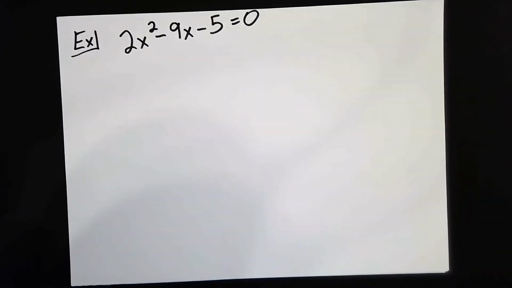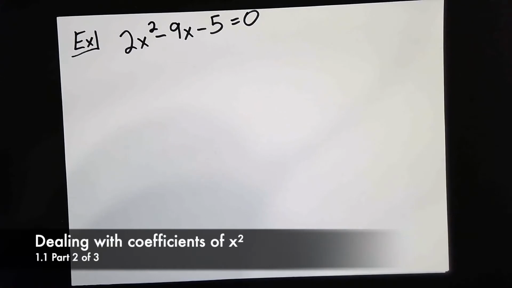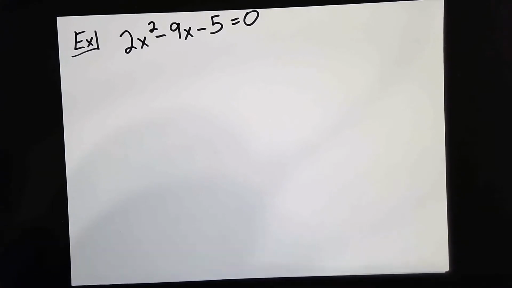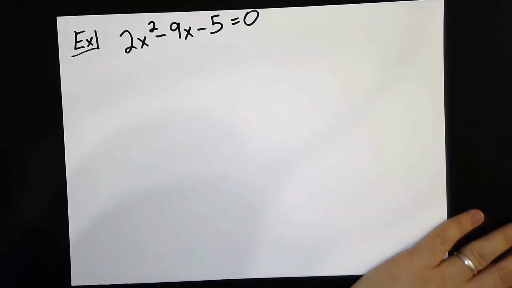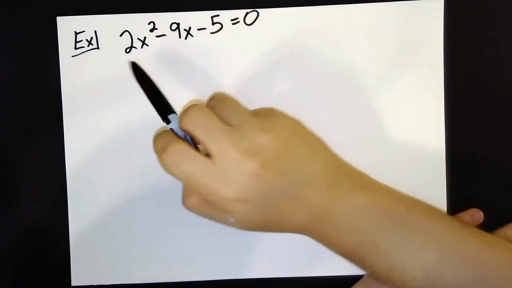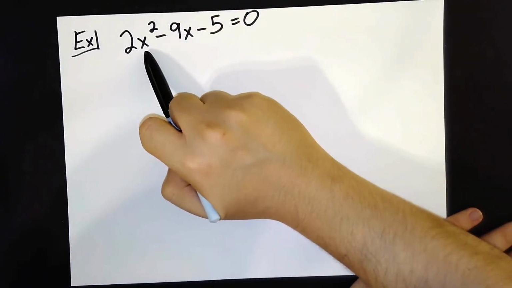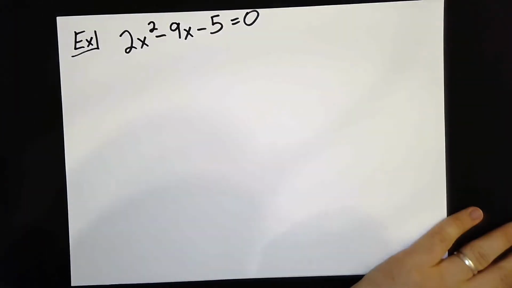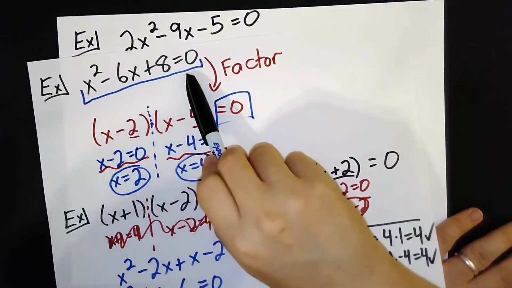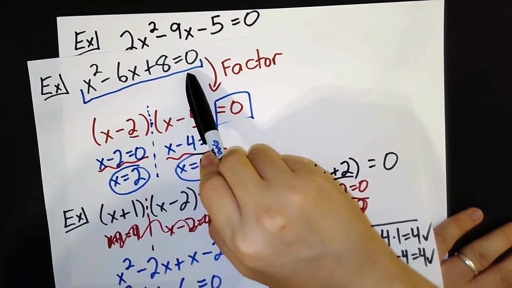Welcome back to our second video on section 1.1. We already talked about factoring in the previous video, but I want to now talk about factoring quadratics where there's some number in front of the x squared. That's going to be slightly different than when we factored x squared minus 6x plus 8 in the last video.